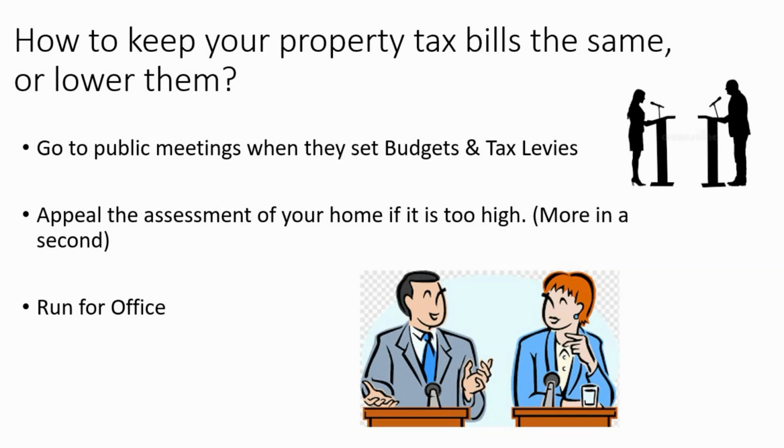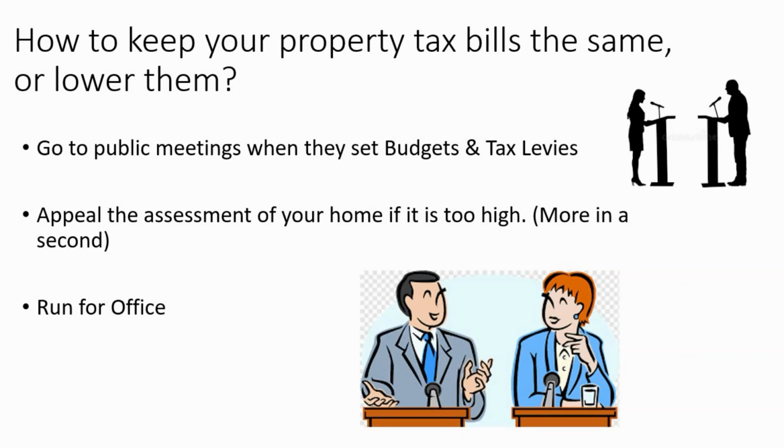So how do you keep your property tax bills the same or lower them? There's actually three main ways. Okay, first is actually to go to public meetings when they set the budgets and they set the tax levies and voice your opinion. Because a lot of times, the people on these boards aren't someone living in a tower away from them. They're your neighbors. They're people that you see at the store. And if you go to a meeting and voice your opinion saying, I don't want this raised, hopefully they go back to the drawing board.